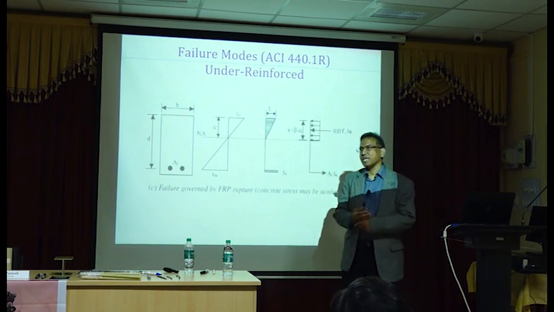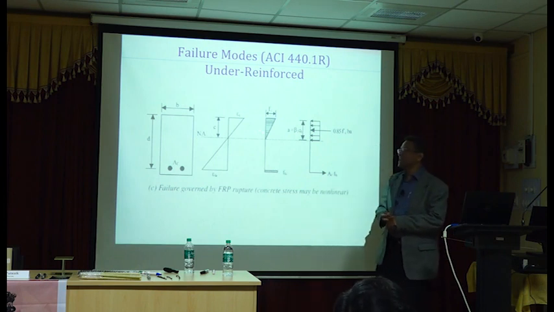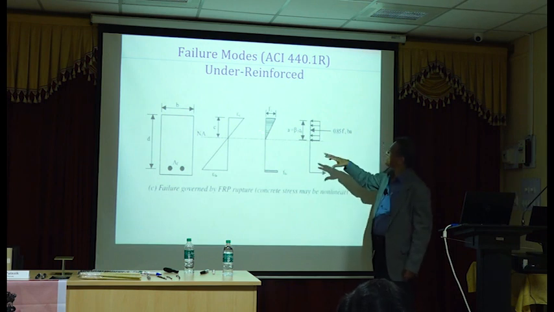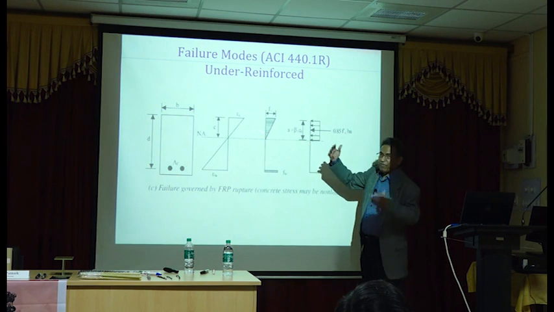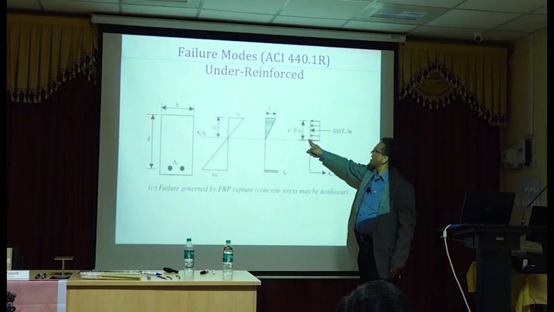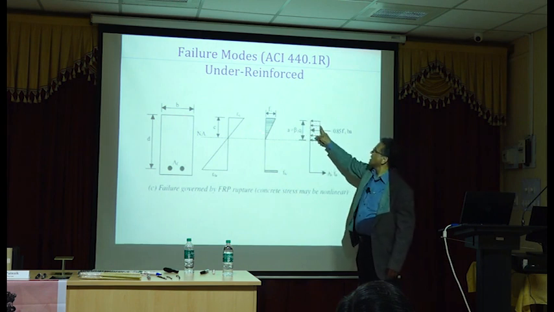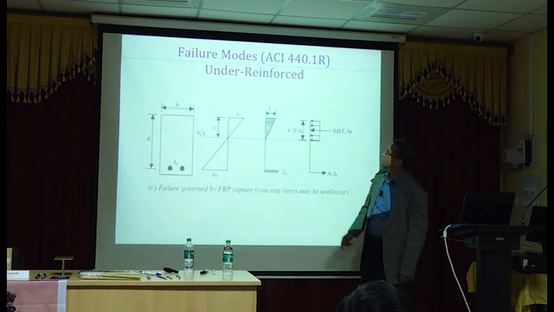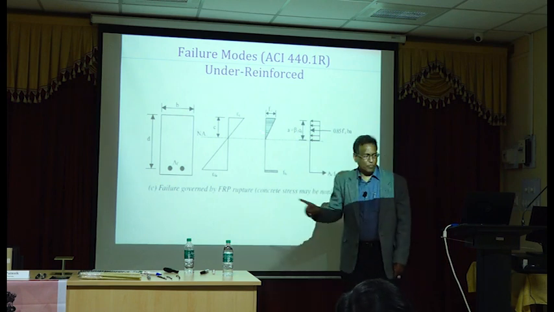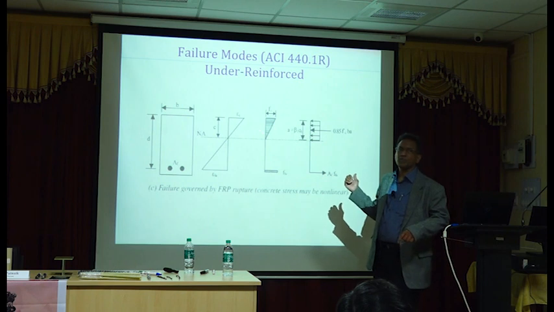However, ACI 440.1 has actually said that they have validated and verified, and they said you may be able to use this depth to neutral axis as the balanced condition, and use the rectangular stress block corresponding to the area of the FRP. So it's not perfect, it's an approximate approach. For quick calculations, this is quite useful.